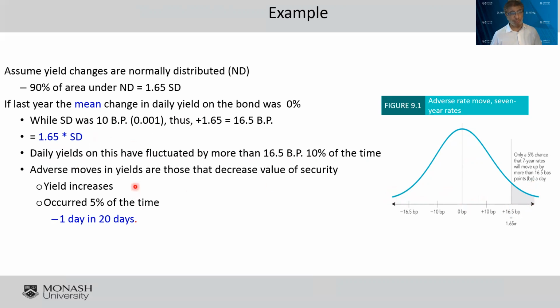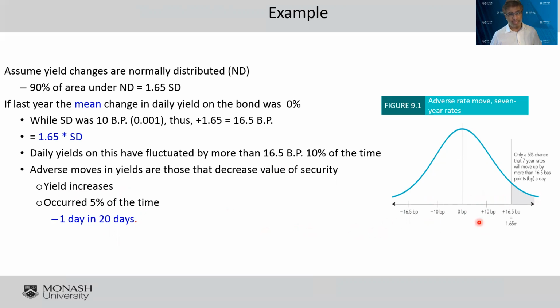So the adverse moves in the yield are those that decrease the value of the security. So we are not interested in this area. We are actually interested in this area, which is the adverse move. Because if there is an increase in the yield, the price of the security will drop, and this is very normal. So our concern is that the yield increases, and it occurred 5% of the time.